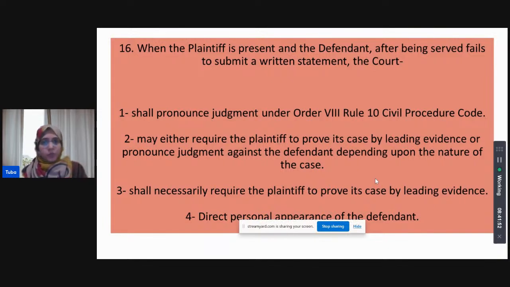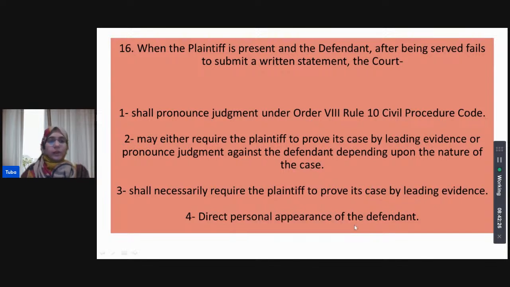So, when the plaintiff is present and the defendant, after being served, fails to submit a written statement, what does the court do? Does the court still pronounce the judgment under Order 8, Rule 10 of CPC? Is it that the court may require either the plaintiff to prove the case by leading evidence, or the court will pronounce its judgment against the defendant himself because he has not submitted a written statement, depending upon the nature of the case? Or is it that the court necessarily requires the plaintiff to prove his case by leading evidence? Or is it that the court will require direct personal appearance of the defendant nonetheless?